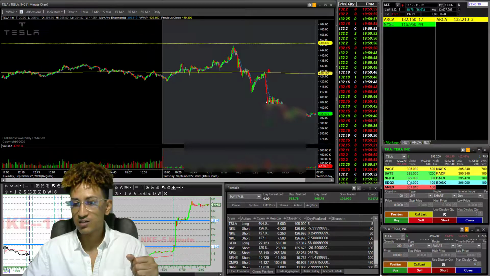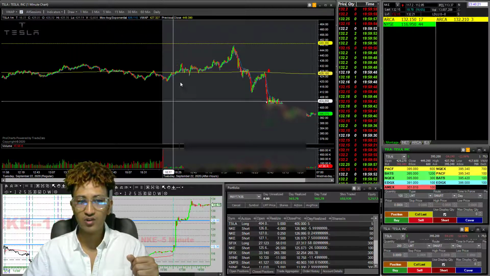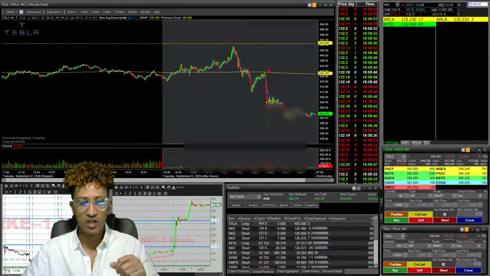This one right here is a level 2. It's the same thing as that. These charts are the same thing as that, except a different time frame.